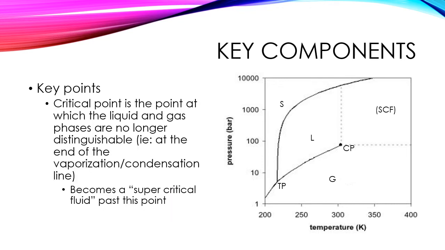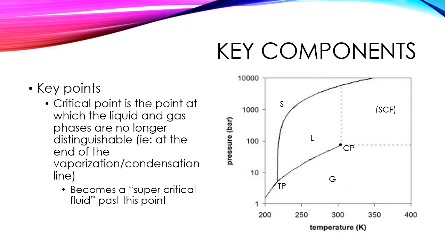The critical point is the point that is at the end of the vaporization condensation line. We mentioned that that line ends at a point, and then you'll notice there's a dotted off region. At that point, it is no longer possible to determine whether the substance is a gas or a liquid. So we simply refer to it as a supercritical fluid, and the point at which we can no longer distinguish is the critical point.